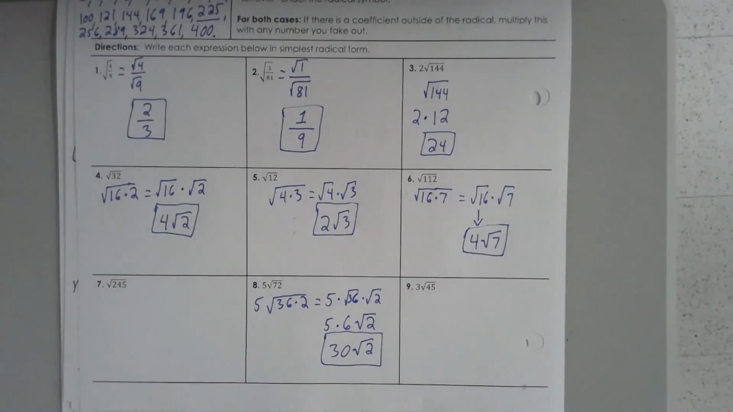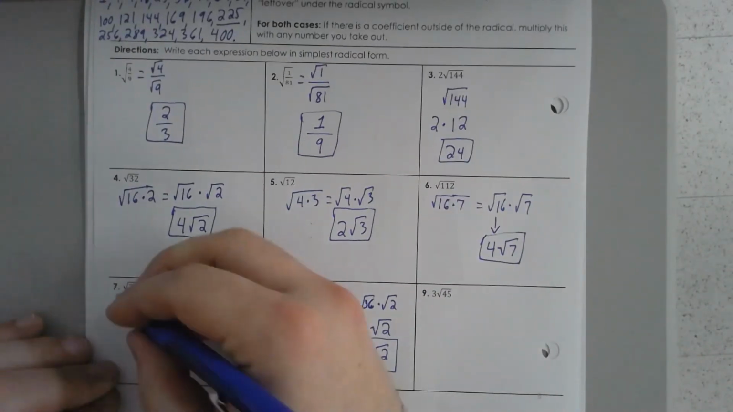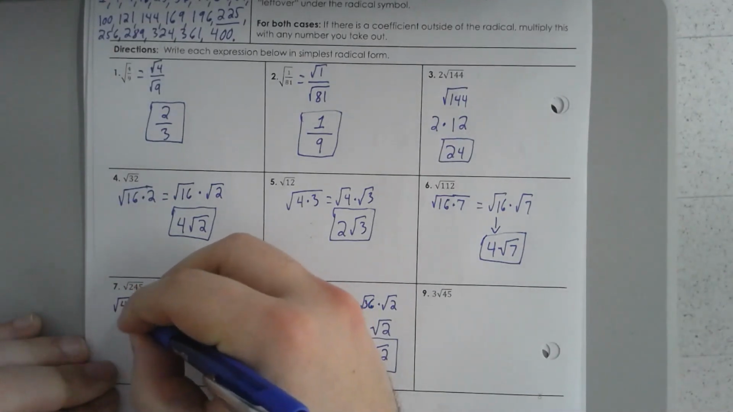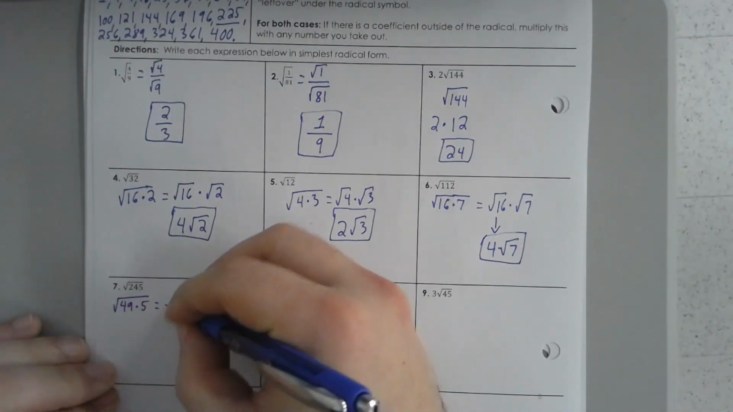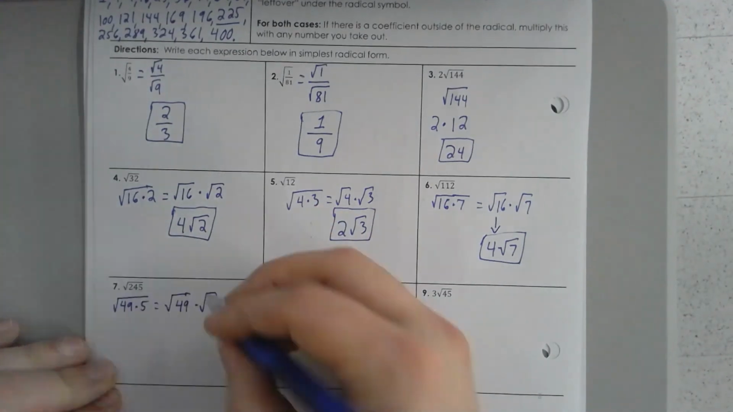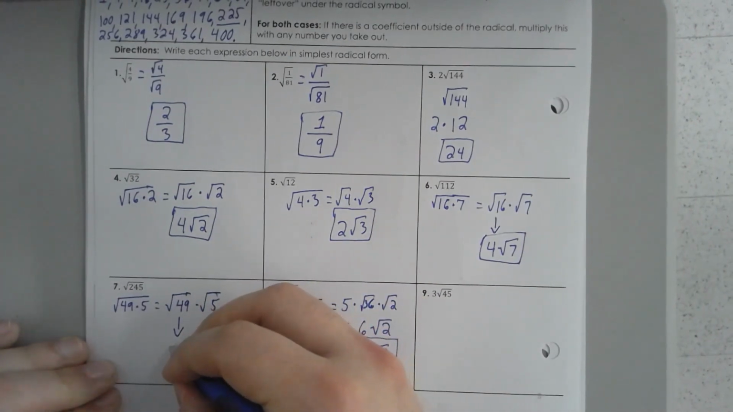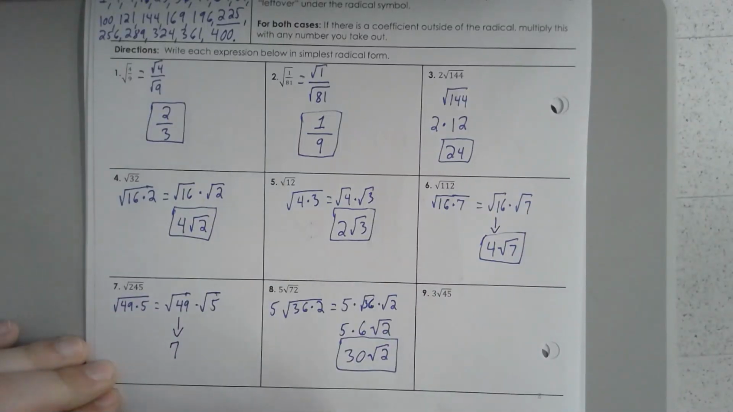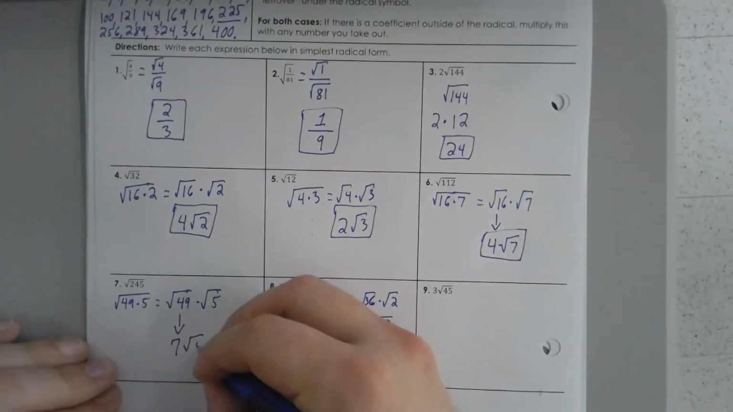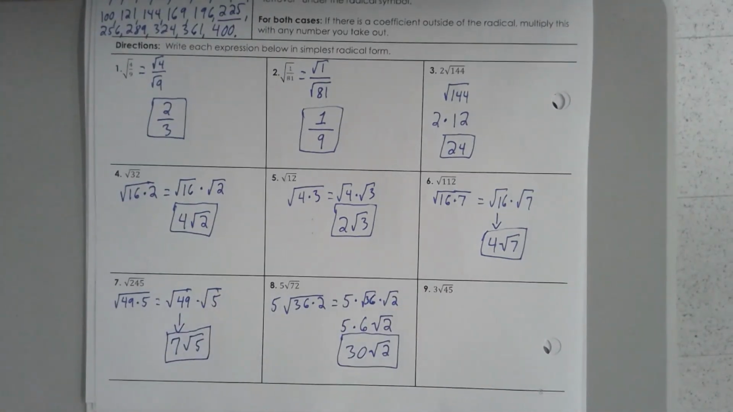Ella, did you get number 7? Alright, walk me through it. So I did the square root of 49 times 5. Okay. And that would give me 7 square root of 5. Alright, your square root of 49 simplifies to 7. Your 5 can't simplify, so it just rides along. Good. Anybody get anything different on that one?